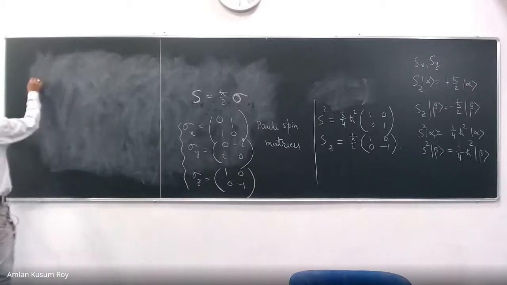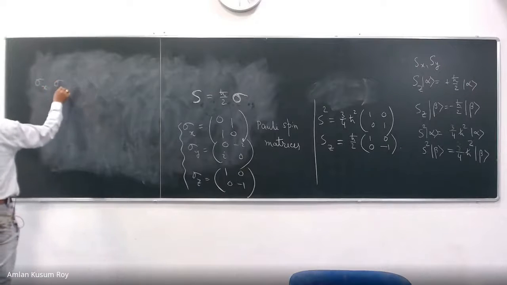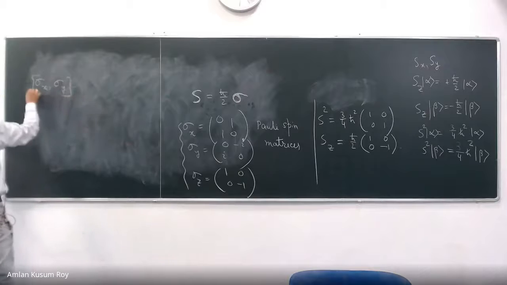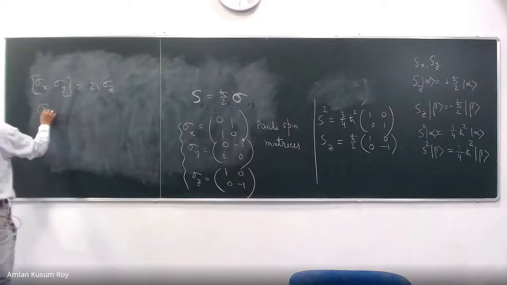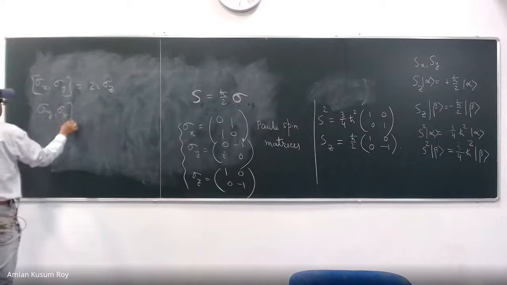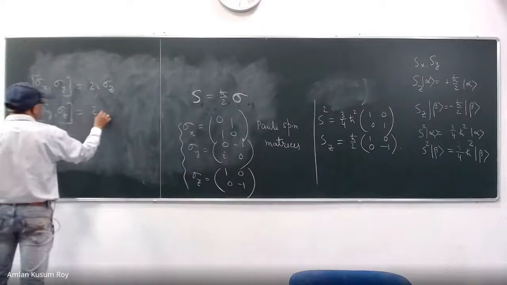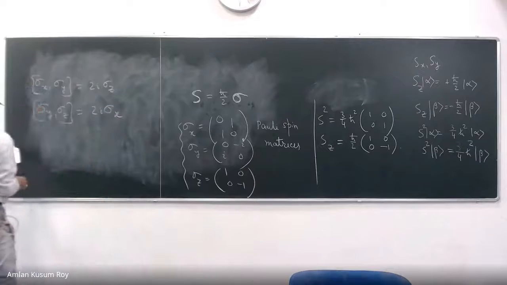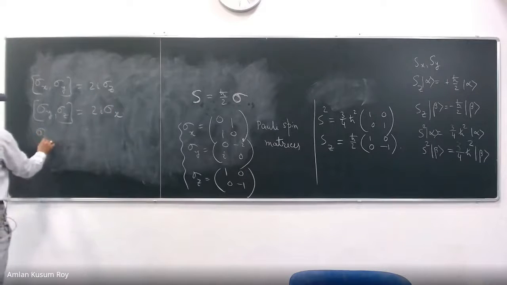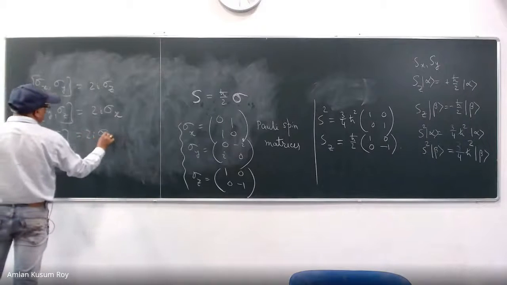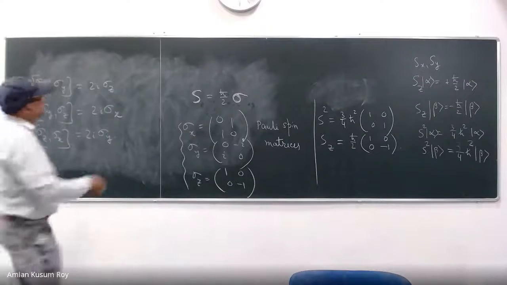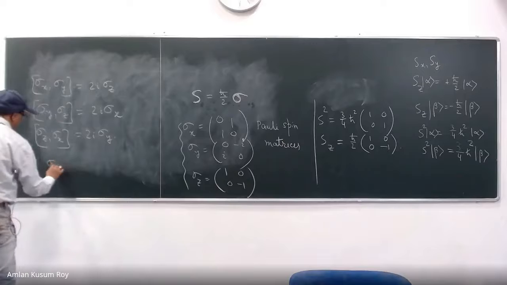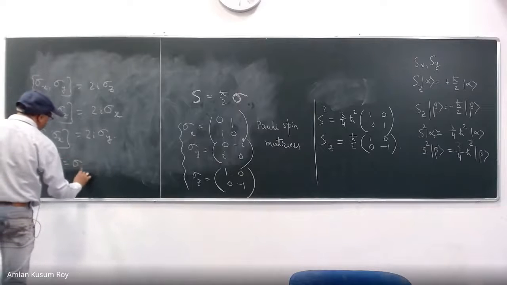These are simple exercises that you will prove on your own. The commutator of sigma y, sigma z is twice i sigma x, okay? And of sigma z, sigma x is equal to twice i sigma y. So prove these commutation relations, and also you can prove that sigma x square is the identity, which is very easy to prove. So you just do it yourself.